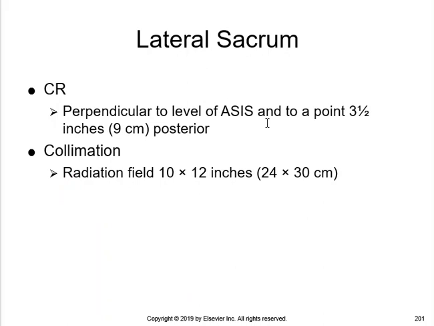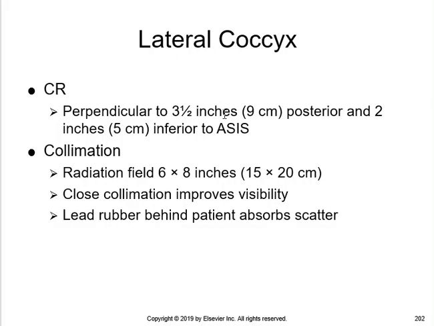For lateral sacrum, what you're going to do is find the ASIS, and position the central ray about 3.5 inches posterior to the ASIS. If you're looking for the coccyx all by itself, then, because the coccyx is distal, you're going to go 3.5 inches posterior to the ASIS, but then you're going to move the central ray down the patient's body about another 2 inches to find the coccyx.